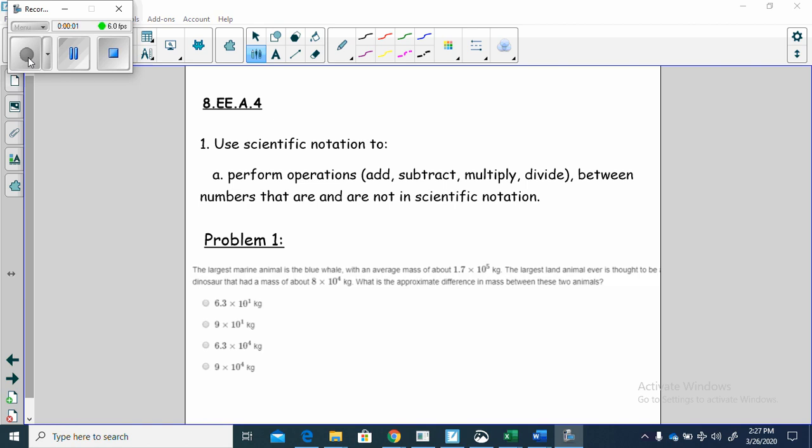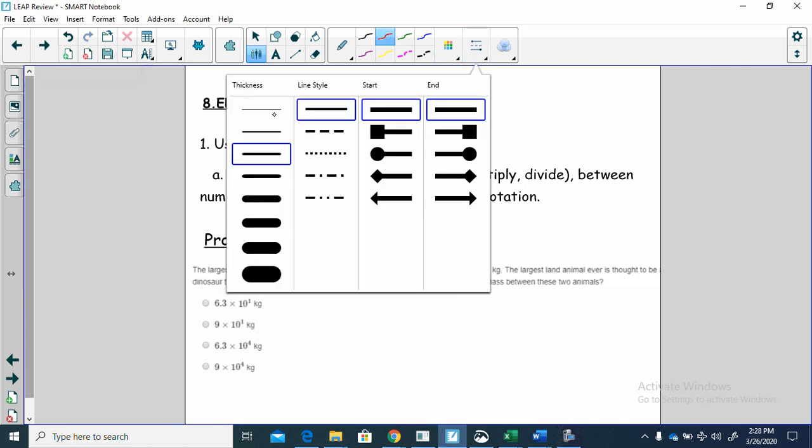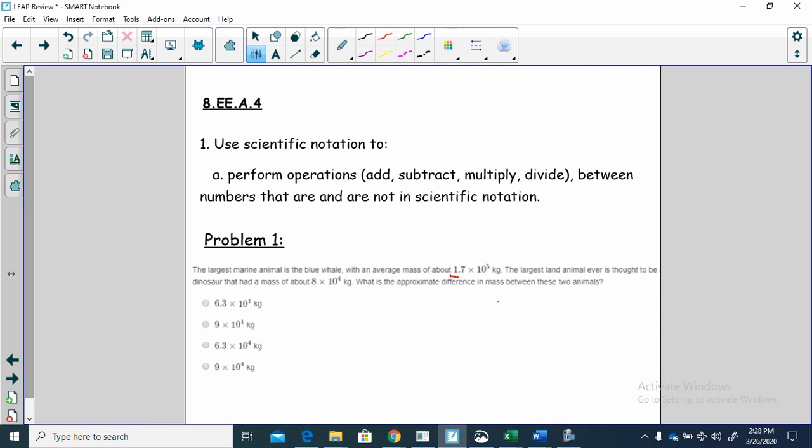First problem for 8EEA4 deals with performing operations on scientific notation. It says the largest marine animal is the blue whale with an average mass of about 1.7 times 10 to the 5th kilograms. It looks like that's going to be important, so I'm going to underline it. The largest land animal ever is thought to be a dinosaur that had a mass of about 8 times 10 to the 4 kilograms. What's the approximate difference in mass between these two animals?